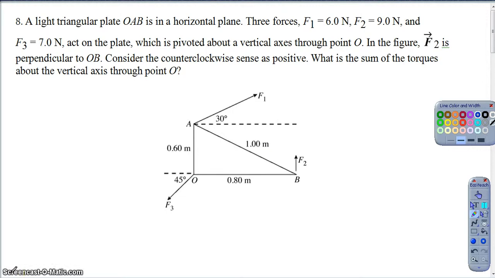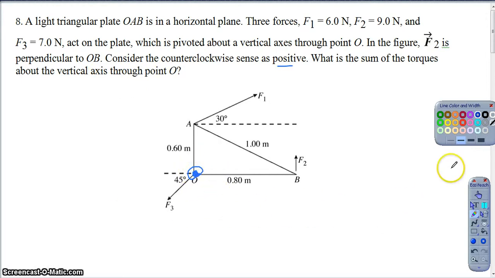Question 8, at first the diagram looks kind of complicated here, but if you actually take your time with this, I think you guys will agree it's not too bad. So we've got this light triangular plate in a horizontal plane, light indicating we're not worried about the mass of the plate itself. 3 forces act on that, which is pivoted about a vertical axis through point O down here. In the figure, F2 is perpendicular to OB, and consider the counterclockwise sense to be positive. What is the sum of the torques about the vertical axis through this point? So I'm looking for the sum of the torques through that point.